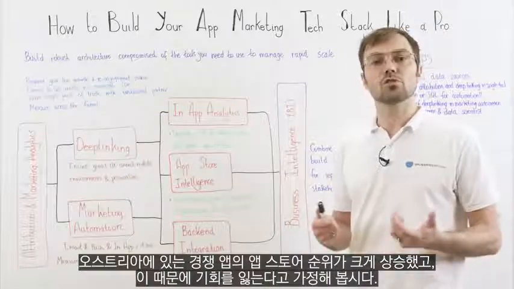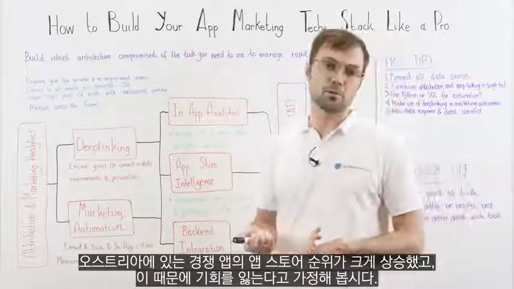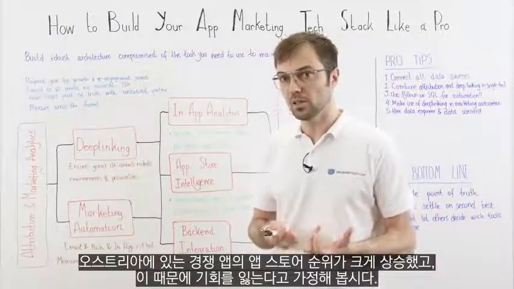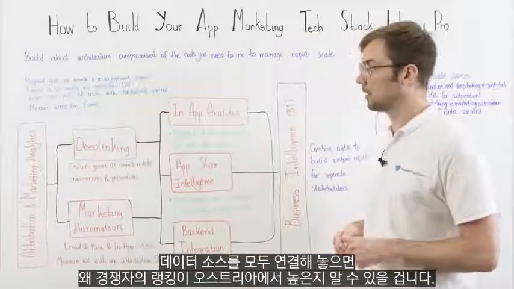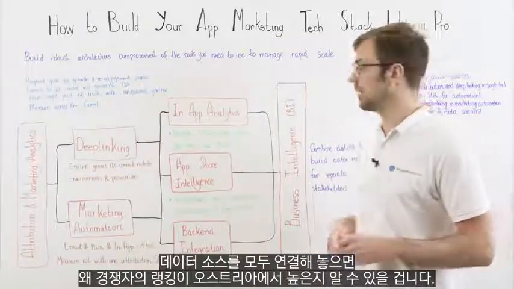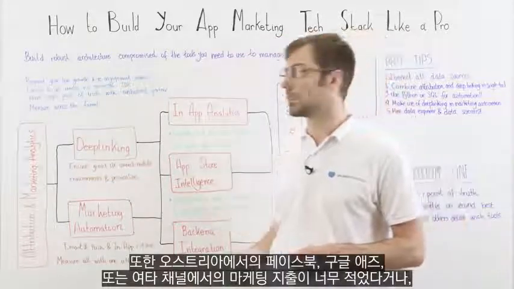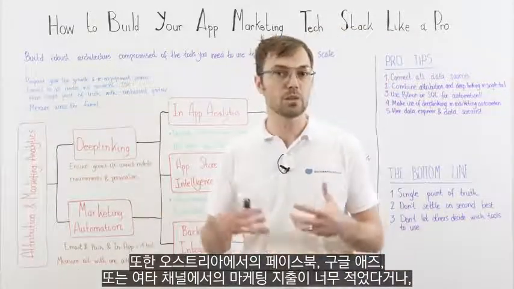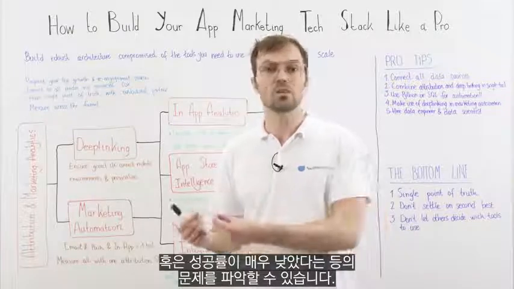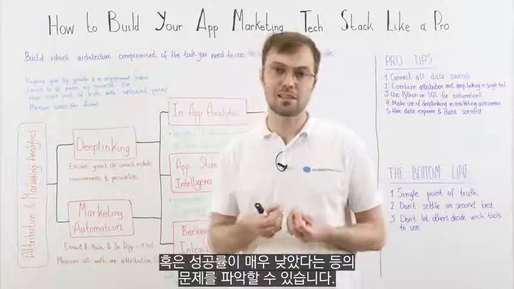Your competitor in Austria is ranking very well in the App Store and you're missing an opportunity here. You will easily be able to see the why behind his better ranking in Austria when you connect all data sources and understand that your app marketing spend on Facebook, Google AdWords and other channels in Austria is very low, or your actual success ratio is very low.